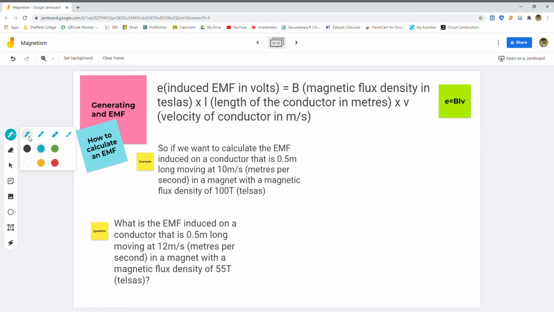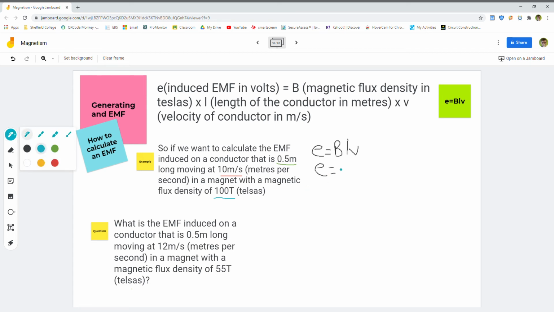So then, let's just write this out. Write the entire equation out. So E equals BLV. So E, which is obviously what we're trying to calculate, is induced EMF in volts, and then let's go through it. B is going to be our magnetic flux density in Teslas. L is going to be our length in meters, and V is going to be our velocity, meters per second.